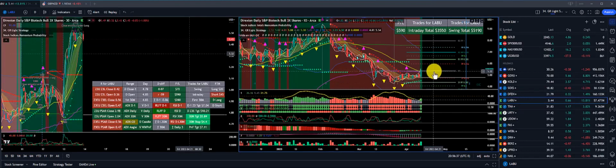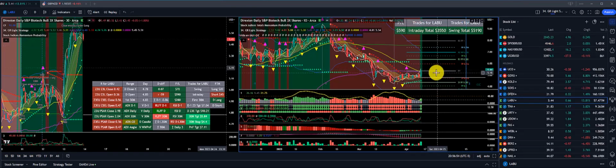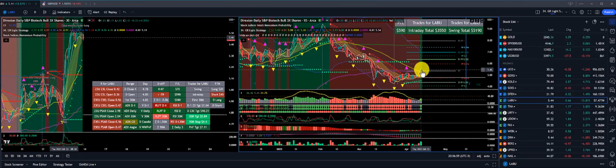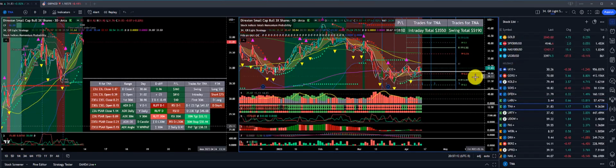LABU was the only one that had a major turnaround here. The swing was only $70, but $590 on 1,000 shares. It broke through the RL270 and the RL90, continuing to go up. I think with that announcement at the WHO of vaccine passports and managing more vaccines worldwide and globally, that sent LABU up significantly. Small cap bulls, that's along with the Russell.